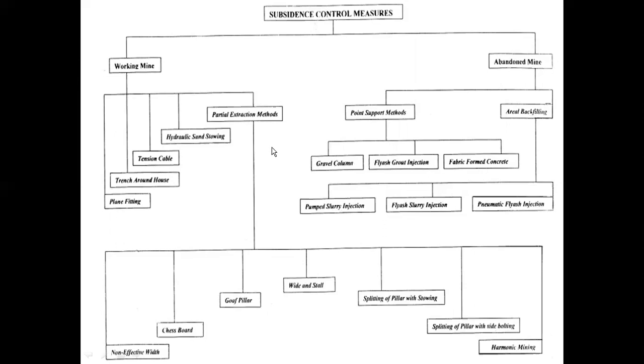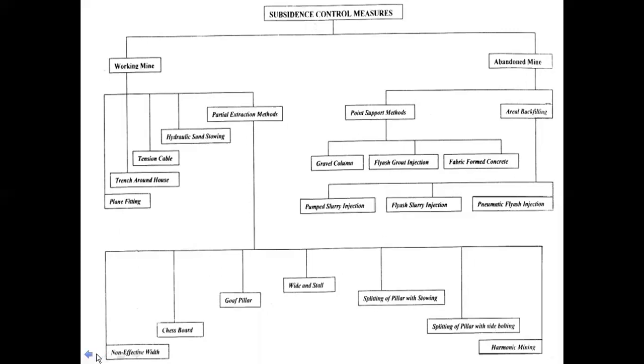Partial extraction is nothing but, depending on the topology of the surface or the features present on the surface over the mining area, we need to carry out the mining activity accordingly. Depending on the important features present, sometimes we are required to leave a certain portion as a pillar without excavating it, that is, leaving the pillar in its in situ condition. It comes under the category of partial extraction method.